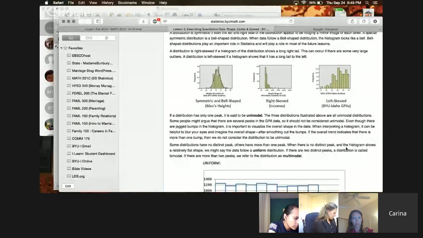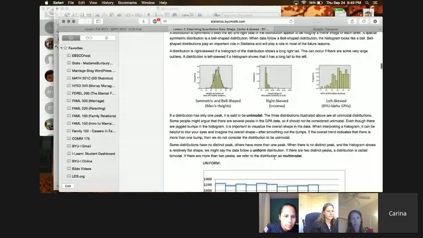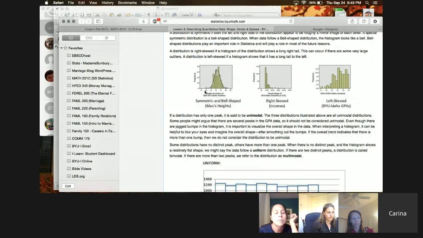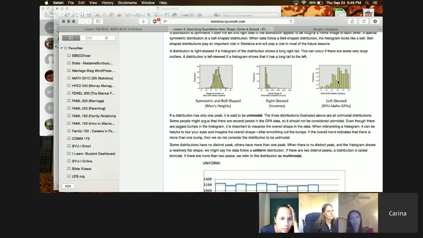So, can you guys see the graphs on my screen or not? Yes. Okay. So this is from the book. This one right here is the bell. That one's symmetric. So this one is right skewed, even though the bars are on the left, and the left skewed, the bars are on the right. Right. So it's almost backwards. Is that what you were saying? Or was I just not understanding?